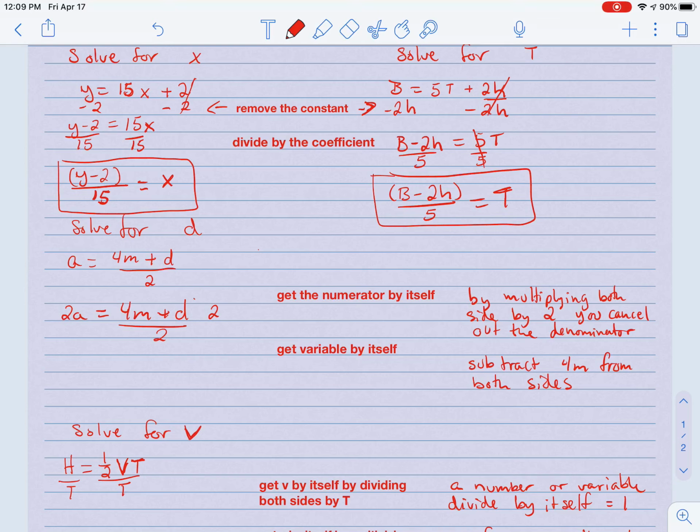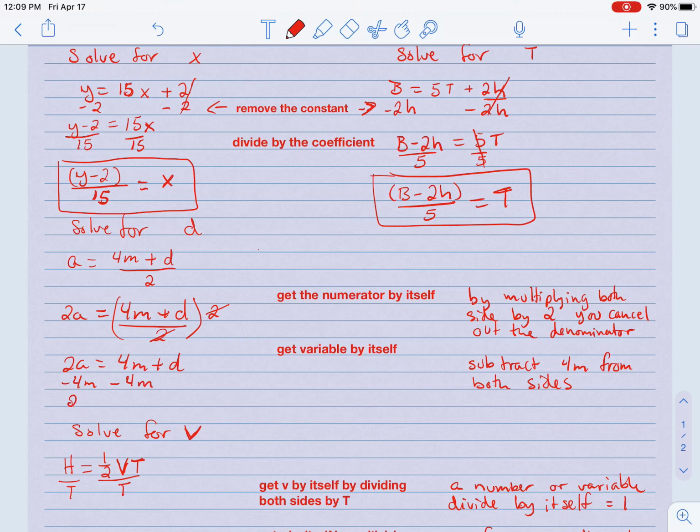And if we multiply by 2, I've already shown that I've multiplied the a by 2. What this is going to do is get rid of the 2 and leave us with just 2a equals 4m plus d, because we got rid of this 2 here. Pretty much 2 divided by 2 is 1, so anything divided by 1 is just whatever that top number is. Okay, then last step, we want to get d by itself, and since this isn't 4m times d, we can just subtract it.